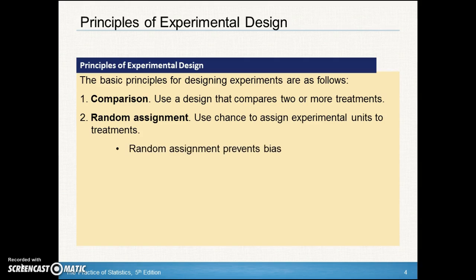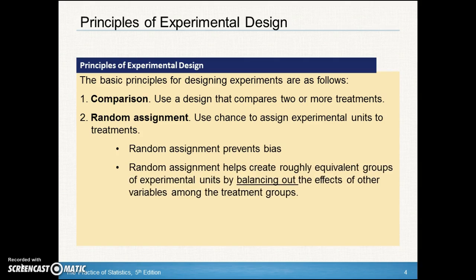So to prevent bias, we use chance to assign experimental units or students to different treatments. This prevents bias because it creates roughly equivalent groups of experimental units by balancing out the effects of other variables among treatment groups. So now, rather than just having the self-motivated students in the online class because they selected to be in there, those highly motivated students are going to be balanced out among the 2 groups because we're using a chance process.